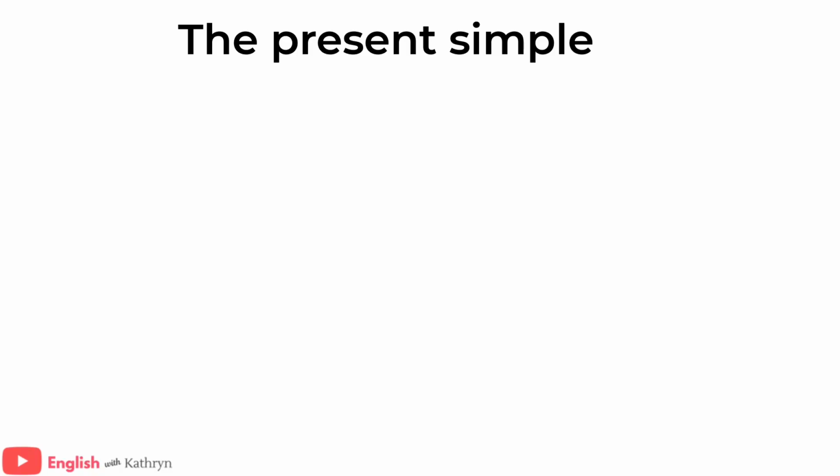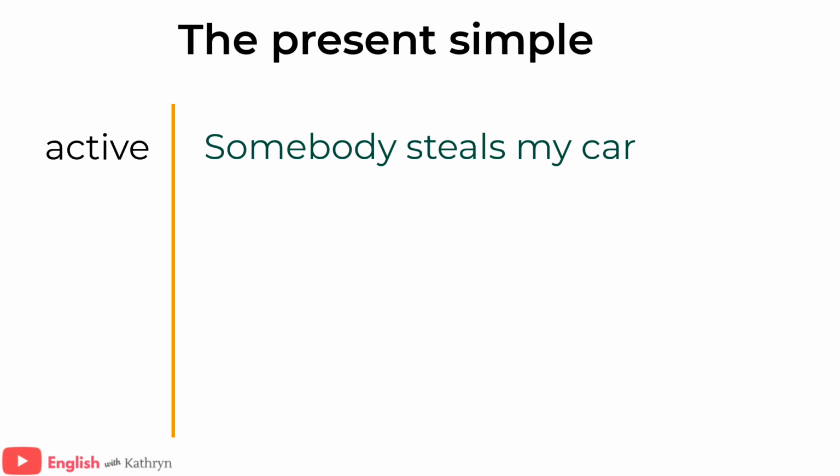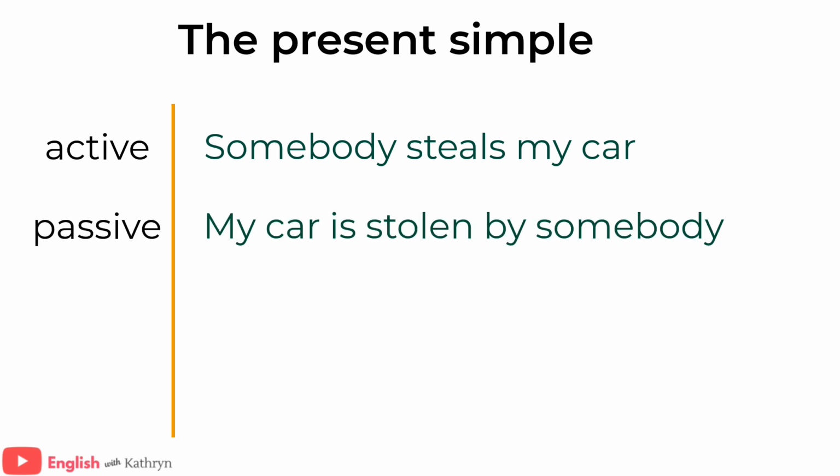Good. Okay, first let's start with the present simple. Let's take the sentence, somebody steals my car. Somebody steals my car. And of course, because the subject is at the beginning of the sentence, this is an active sentence. Now, I want you to put it in the passive form. Okay, how did you go? Let's see the answer. My car is stolen by somebody. Did you get that right?